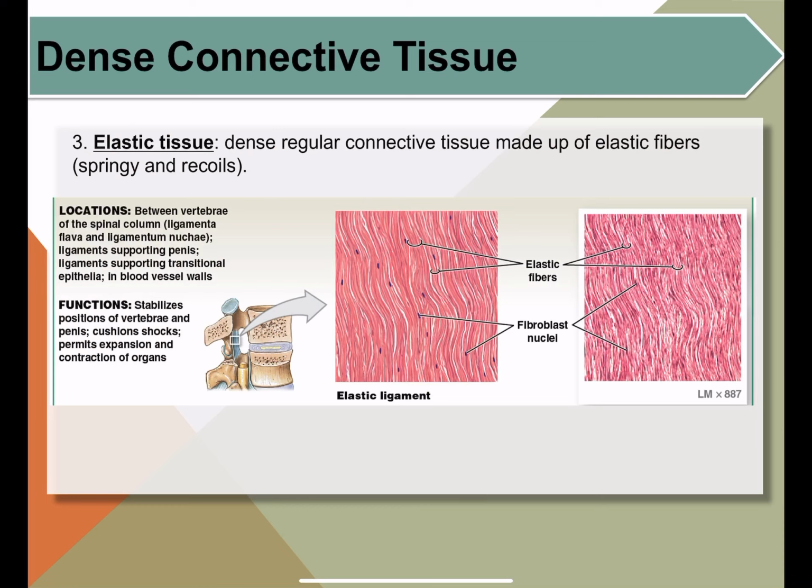The third specific kind of dense connective tissue is called elastic tissue. Now, don't confuse this with elastic fibers. Elastic fibers are what make up your elastic tissue. Fibers are proteins, long lines within the tissue itself. Elastic tissue is a specific kind of tissue within the dense connective tissue type. Like I said, elastic tissue is made up of elastic fibers like this, and they of course function for springy and recoiling capabilities of that particular tissue.